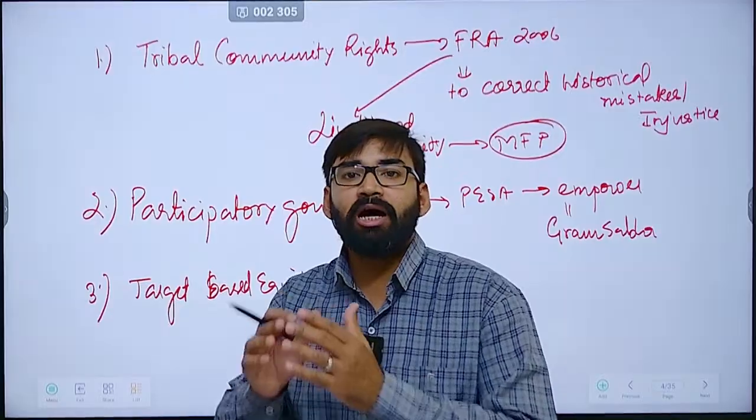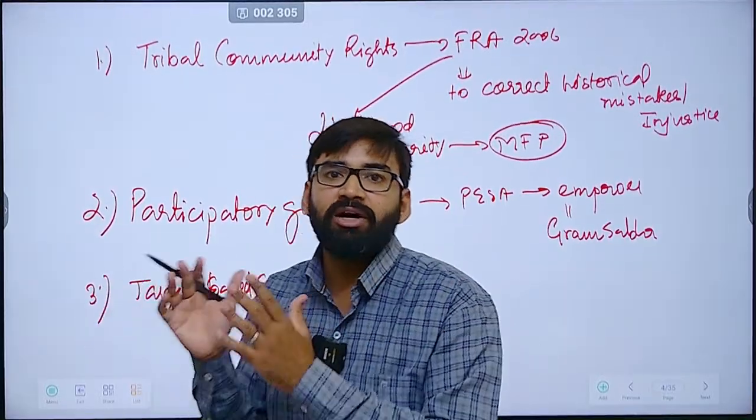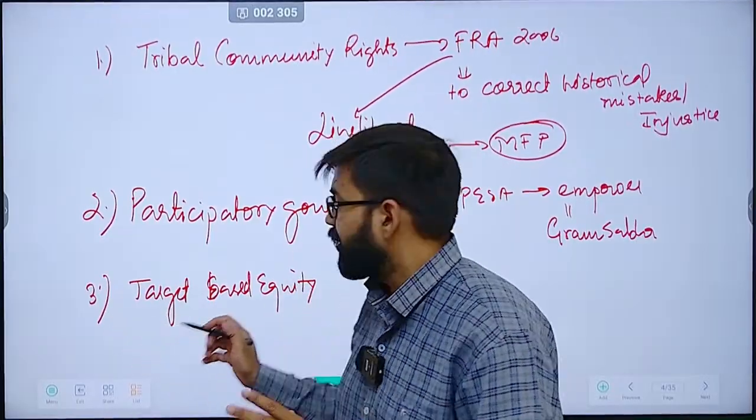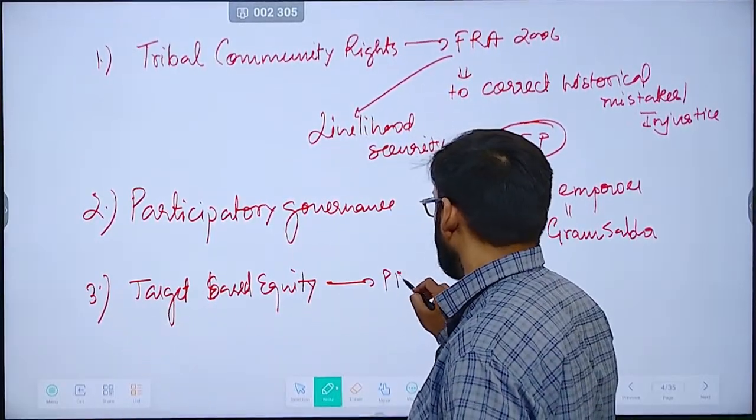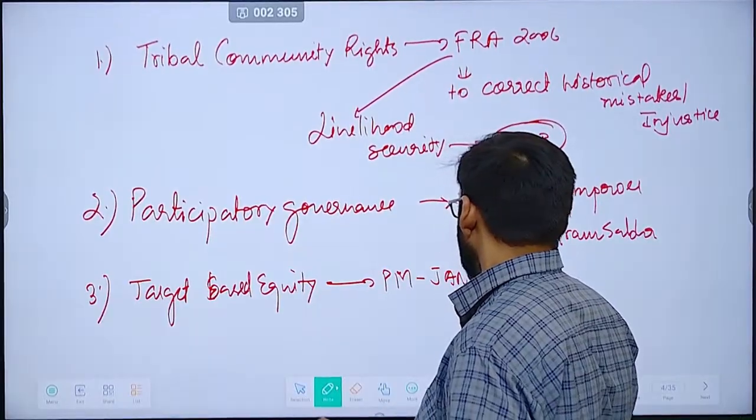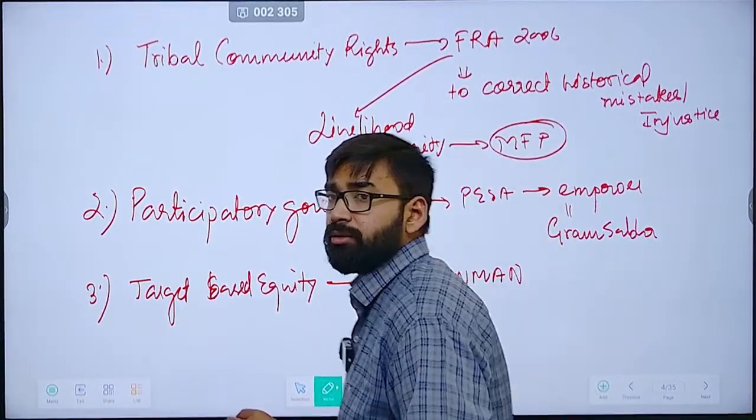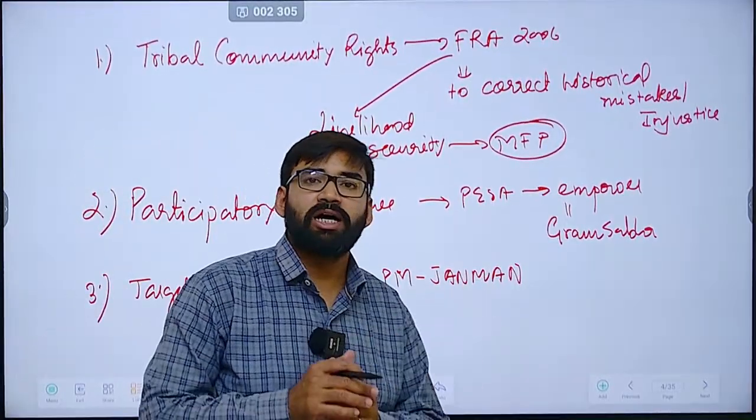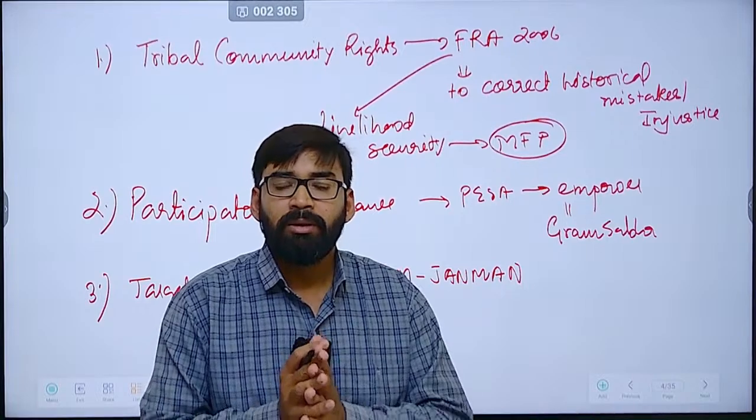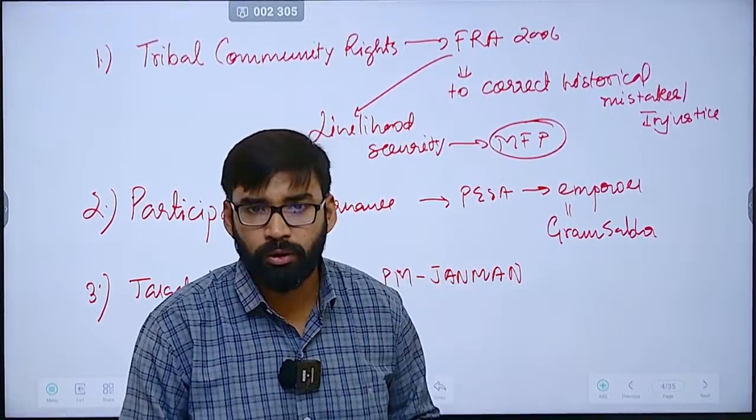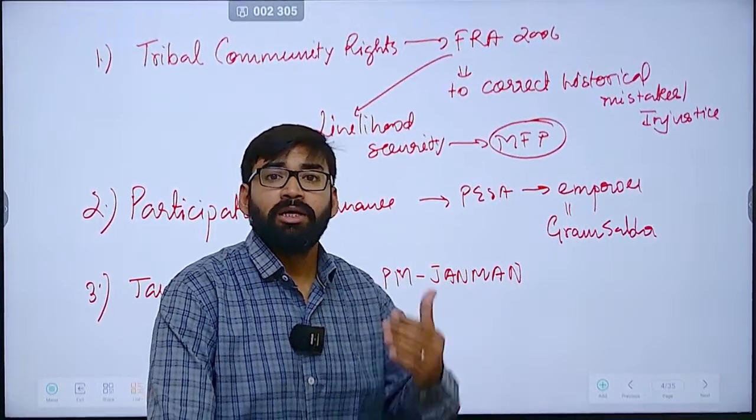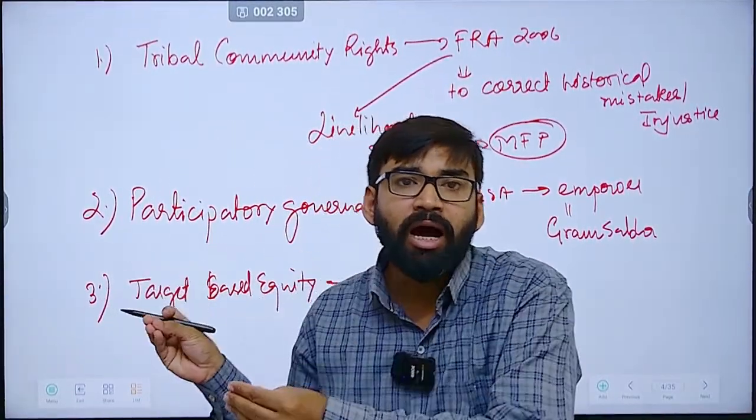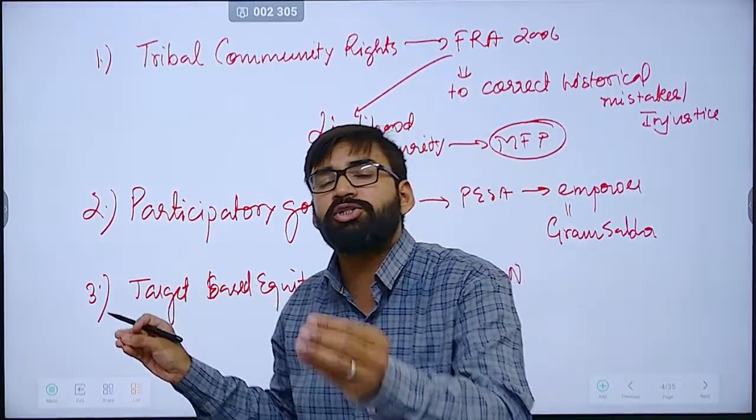Clear? Like the Pradhan Mantri Janjati Adivasi Maha Abhiyan, that is PM Janman. You can mention this scheme, PM Janman. Then you can also mention that in this the targets are around 75 PVTGs, particularly vulnerable tribal groups. Then apart from this, you can also mention the Dharti Aba Janjatiya Gram Utkarsh Abhiyan.